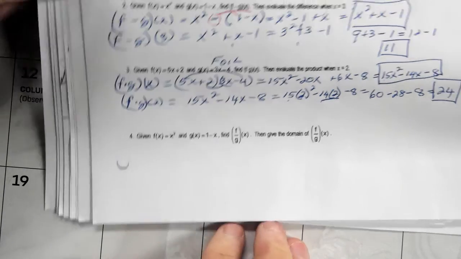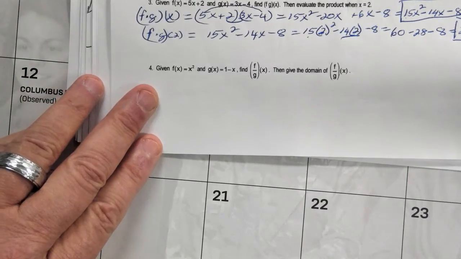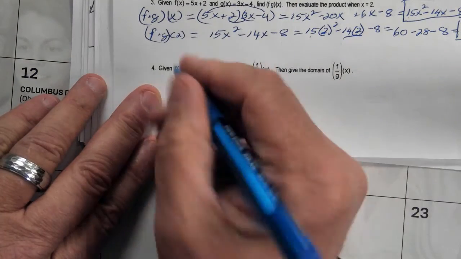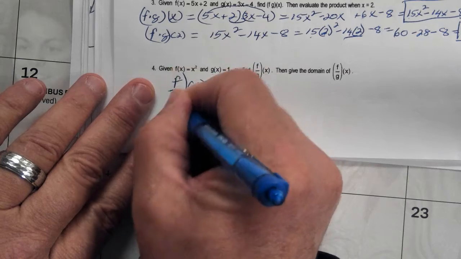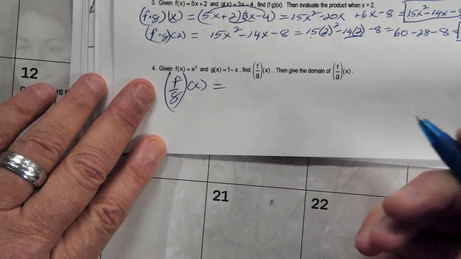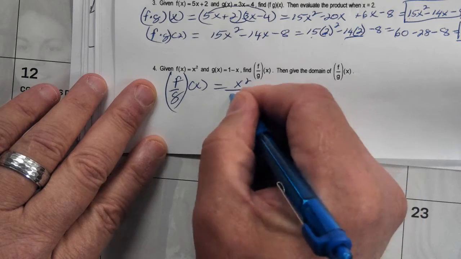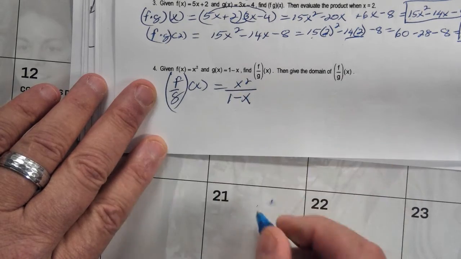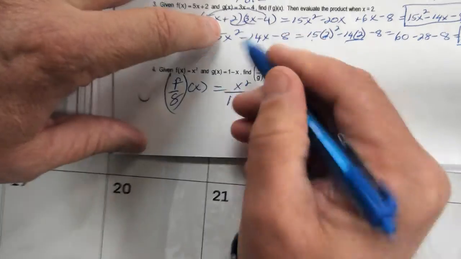Looking pretty easy, huh? Next function says divide. F over g of x. If I do f, its function is x squared, all over 1 minus x. There's nothing I can do there. That's the answer. Oh my God! How nice!